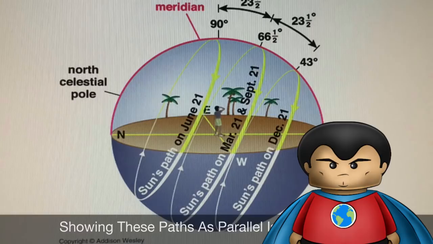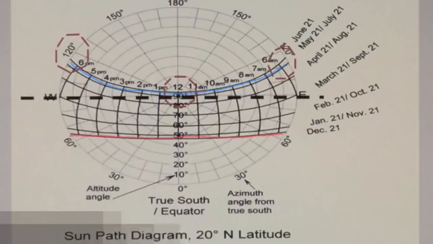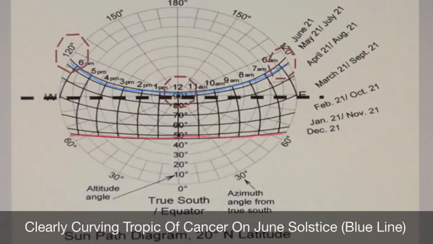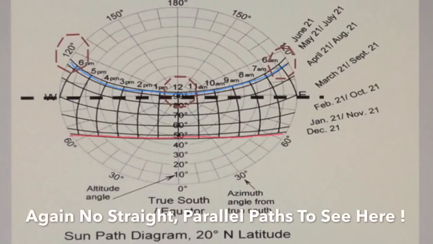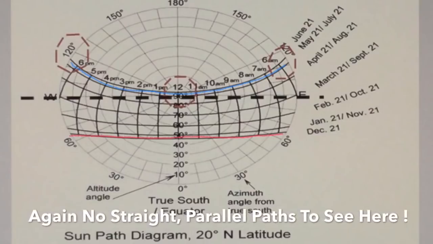No, it's not. Misunderstanding the model and then putting out a YouTube video for everyone to see is misleading at least, and evidence of your intellectual dishonesty at best. But you're an idiot, so who knows? Even at 20 degrees north latitude, just a few degrees under the clearly curving Tropic of Cancer on the blue June solstice line from directly overhead, again, no straight parallel paths to see here.